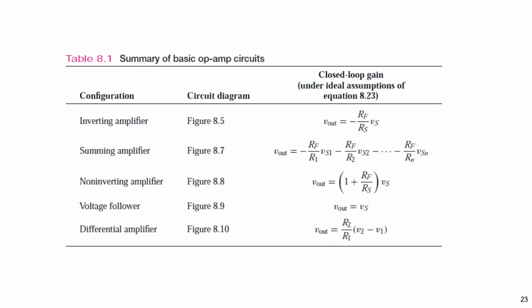So far we have many types of op-amp application. Inverting amp: the output is negative feedback with source resistance, with negative. Summing amp is the summation, with negative value. Non-inverting amp is 1 plus RF by RS. This is a different gain, but it's not inverted. Voltage follower, we just follow. And differential amp is the difference between two sources with some gain.